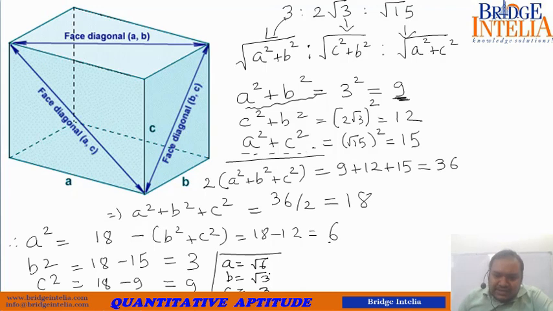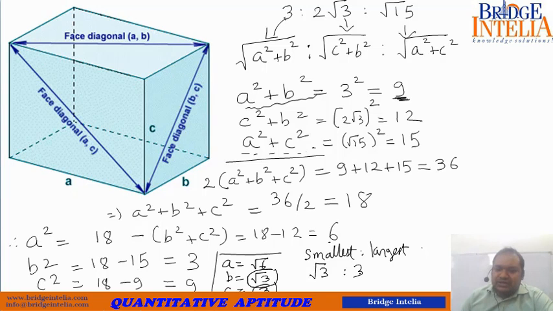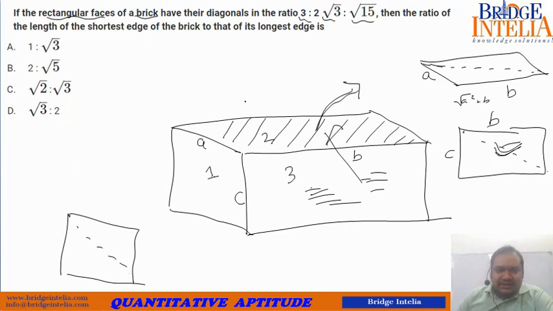So out of these three numbers, which is the smallest? Root 3 is the smallest. And which is the greatest? 3 is the greatest. So the ratio of smallest to largest, this is what we were asked to find. So smallest is root 3, largest is 3. So root 3 is to 3 can also be written as 1 is to root 3. So 1 is to root 3 is the answer.